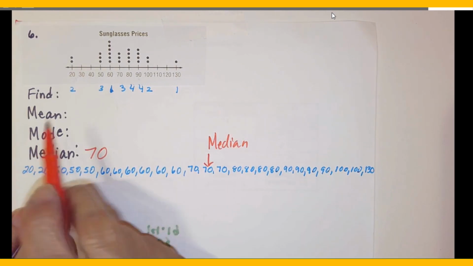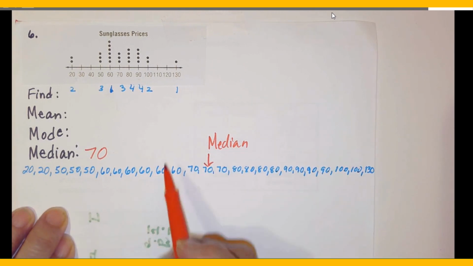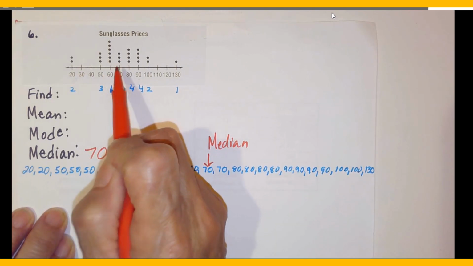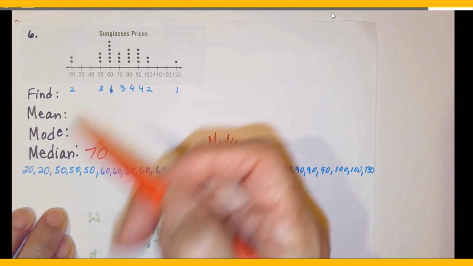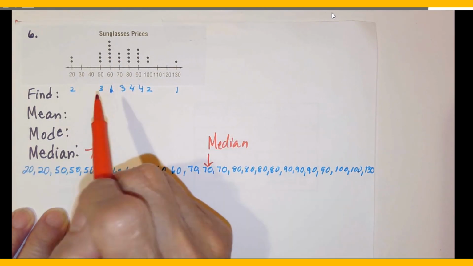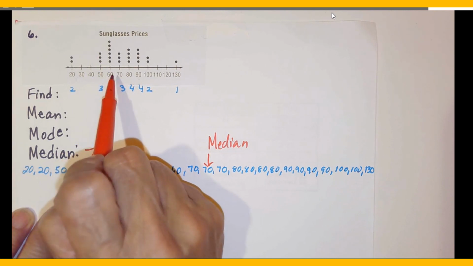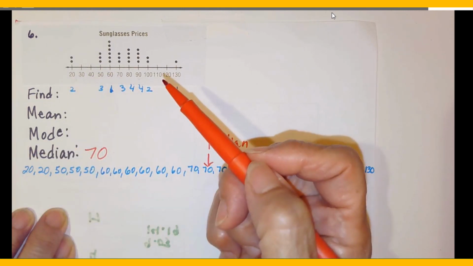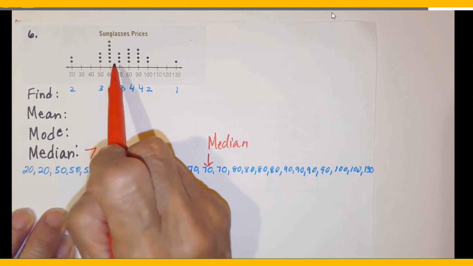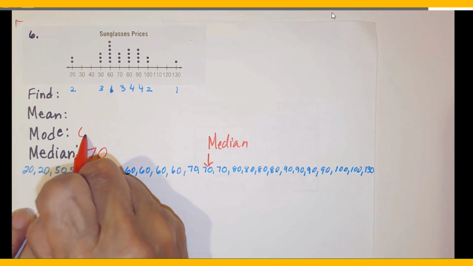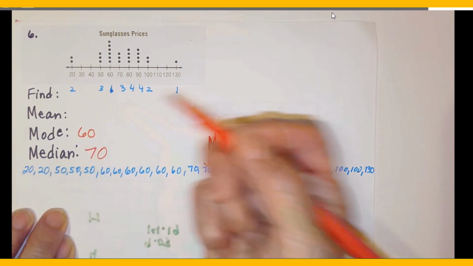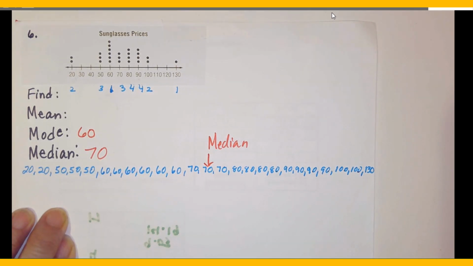Okay. The mean, or let's look at the mode first. We can look at the mode by looking at this. Which number has the most plots on it? It's easy to see. It's a visual. 60. So the mode is 60. That's easy. It's the mean that's going to take time.